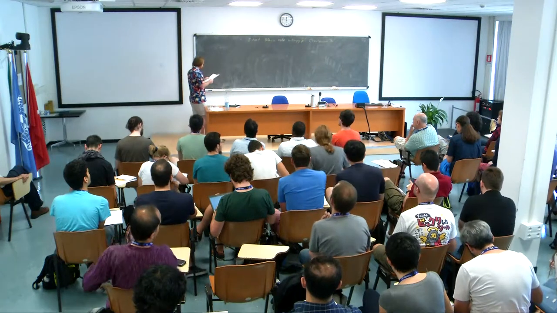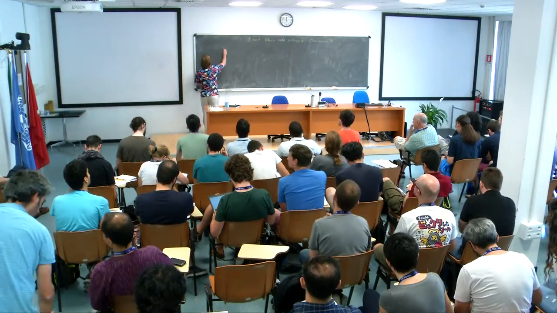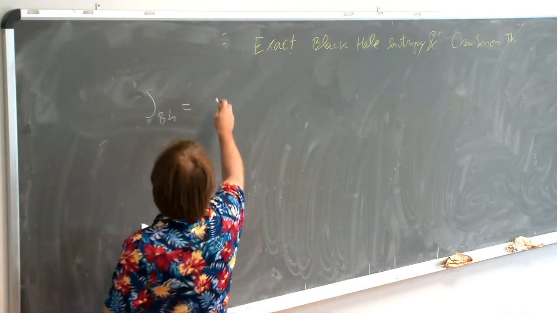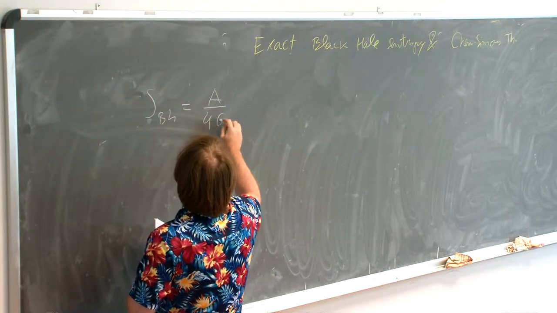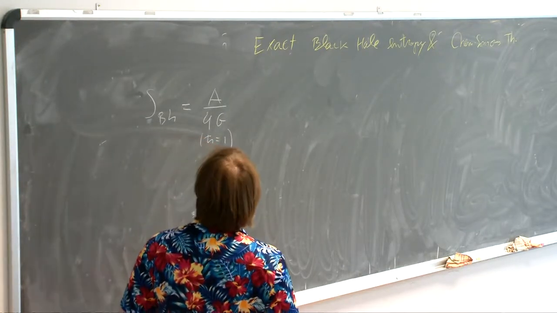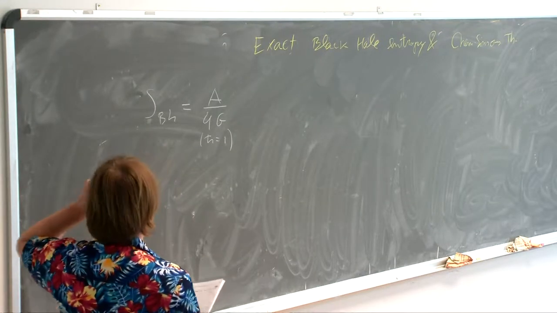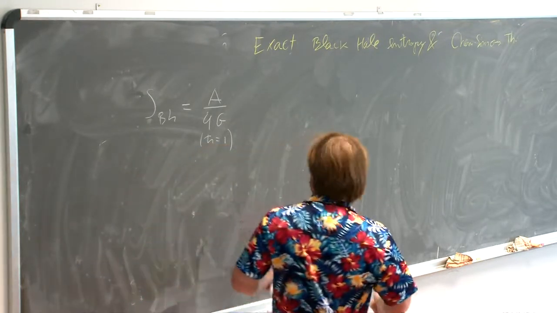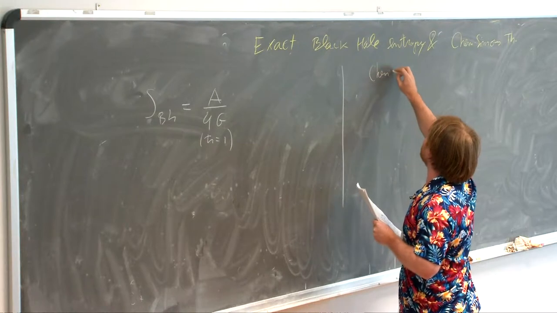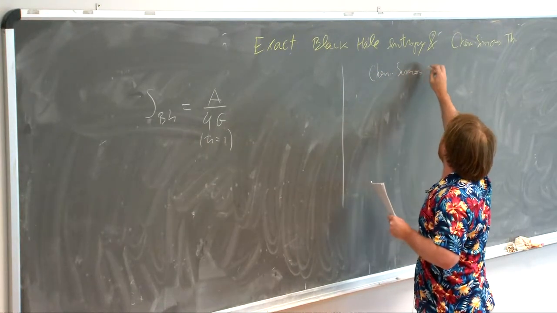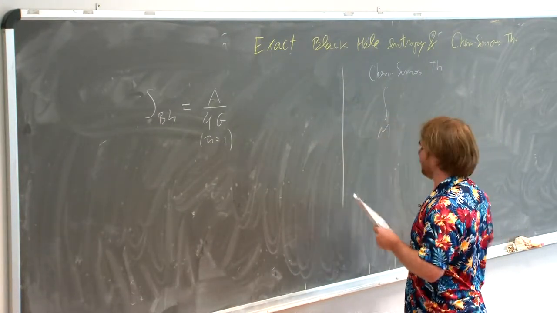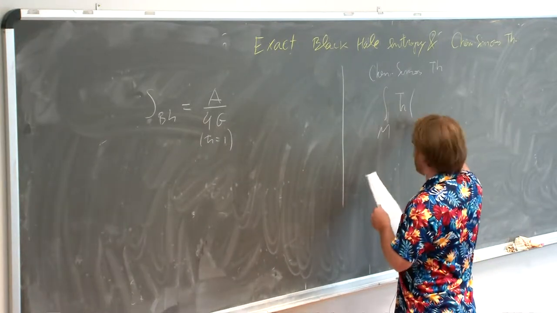I think that by now we all know that the entropy of a black hole, or Bekenstein-Hawking entropy, has this formula: the area of the horizon over 4G, with h bar equals 1. This is really dimensionless; there's no Boltzmann constant. On the other hand, Chern-Simons theory is a three-dimensional theory on a compact manifold with a Lagrangian of the following form.